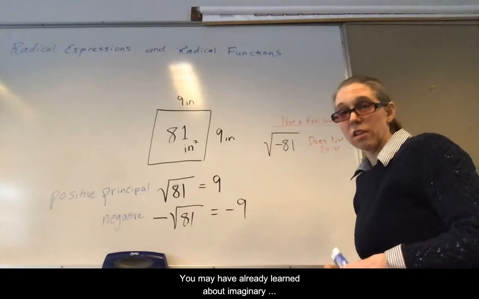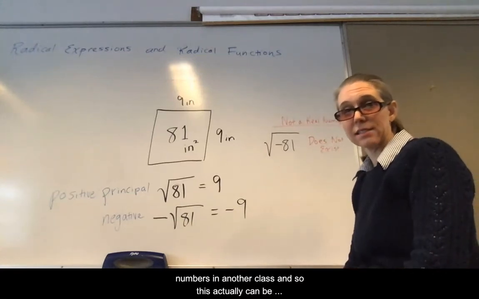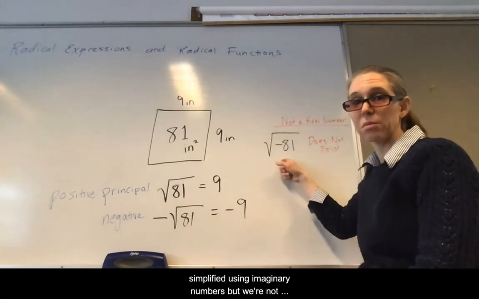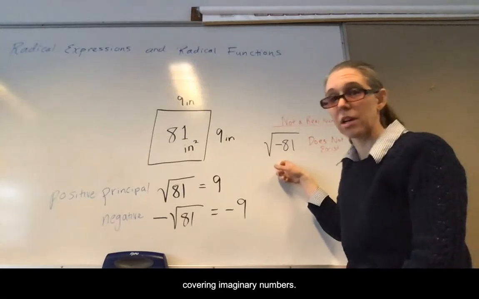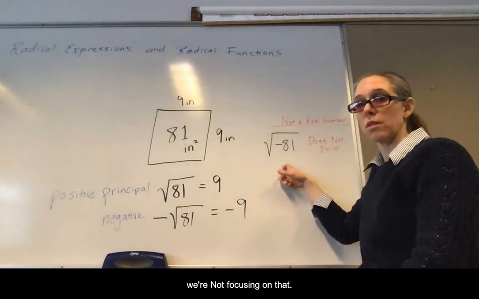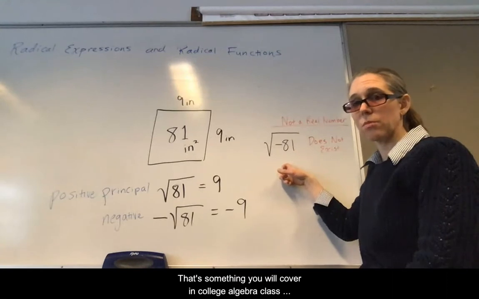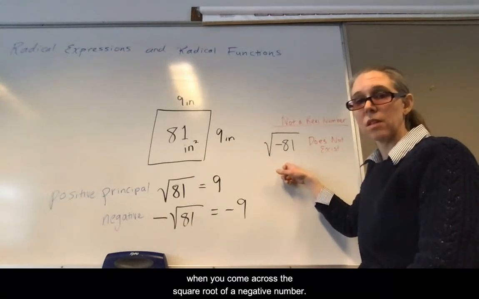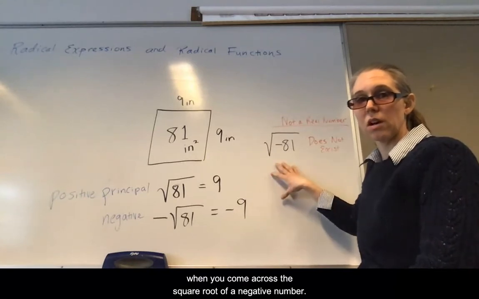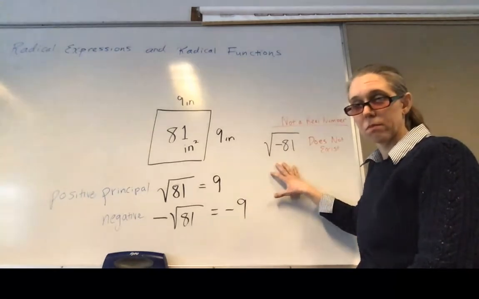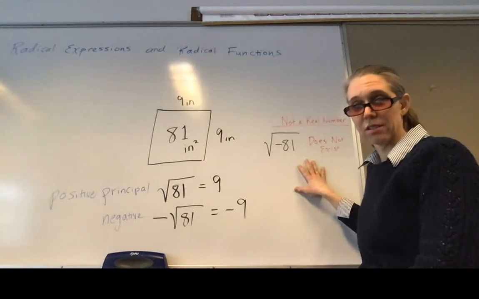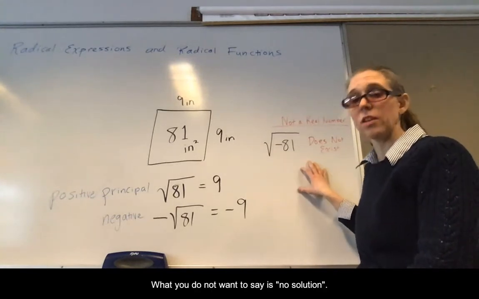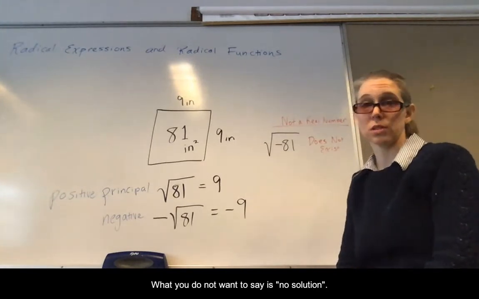You may have already learned about imaginary numbers in another class, and so this actually can be simplified using imaginary numbers, but we're not covering imaginary numbers. We're not focusing on that. That's something you will cover in college algebra. So for the sake of this class, when you come across the square root of a negative number, you can say it does not exist. You can say not a real number. What you do not want to say is no solution.